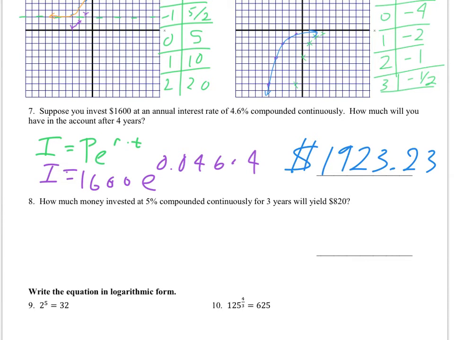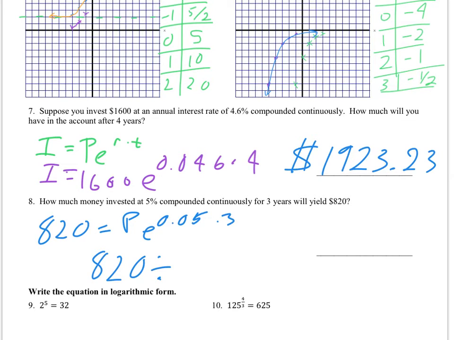Number 8, how much money invested at 5% compounded continuously for 3 years will yield $820. So now they give us the yield of $820. We don't know how much the initial investment is. We do know the interest rate and the time, and so we're trying to solve for the initial investment. And so really dividing both sides by that e to the 0.05 times 3. Be very careful about rounding before you're actually done with this question. If you do that, you're going to introduce some extra error into the process. So what we really want to do is divide both sides by the e to the 0.05 times 3. That will give us p.